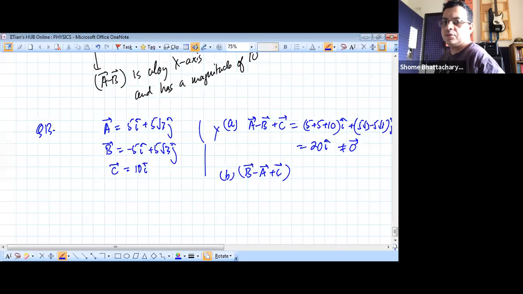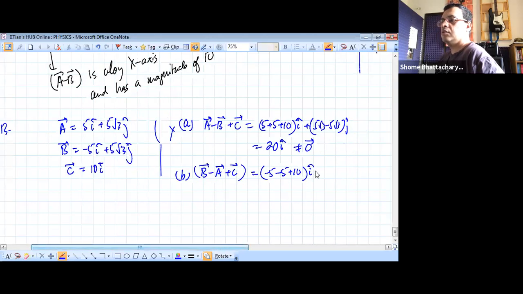Null vector doesn't have any direction because its magnitude is 0. So B minus A plus C कितना है? It is minus 5 plus 10 I cap plus 5 root 3 minus 5 root 3 j cap. So it's 0 I cap plus 0 j cap. So that's nothing but a null vector. So that's the correct one. So this is the correct option.